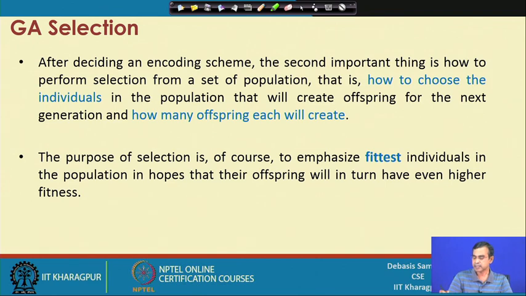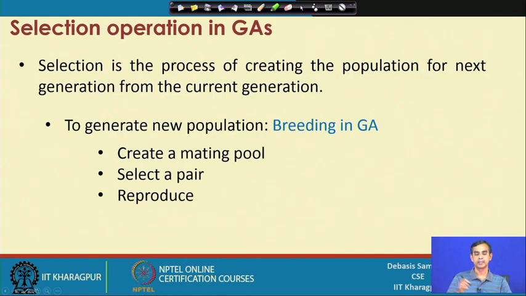This basically necessitates the selection procedure, because a random procedure cannot give the best solution in the quickest way, or it will not converge quickly or give an accurate result. That means we have to follow a certain selection mechanism other than arbitrary or random selection. So, we will discuss selection. Selection is the prior step of breeding. Breeding means reproduction, that means mating pool creation, selecting the mating pair and then reproduction, all these things.